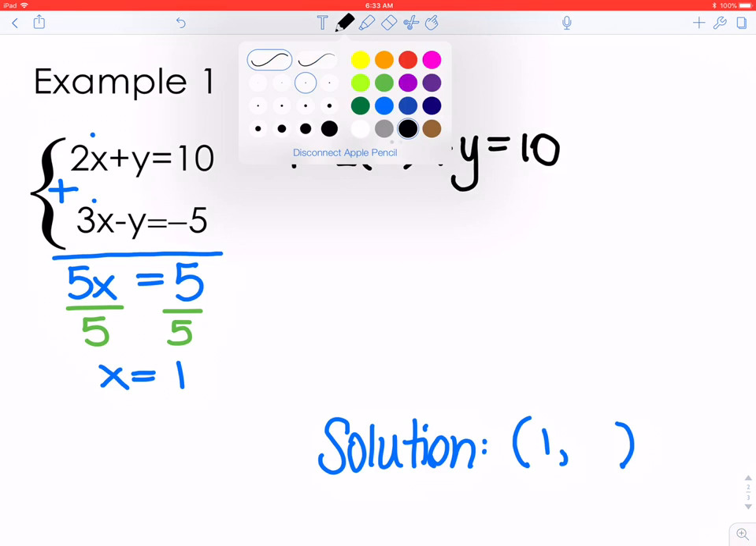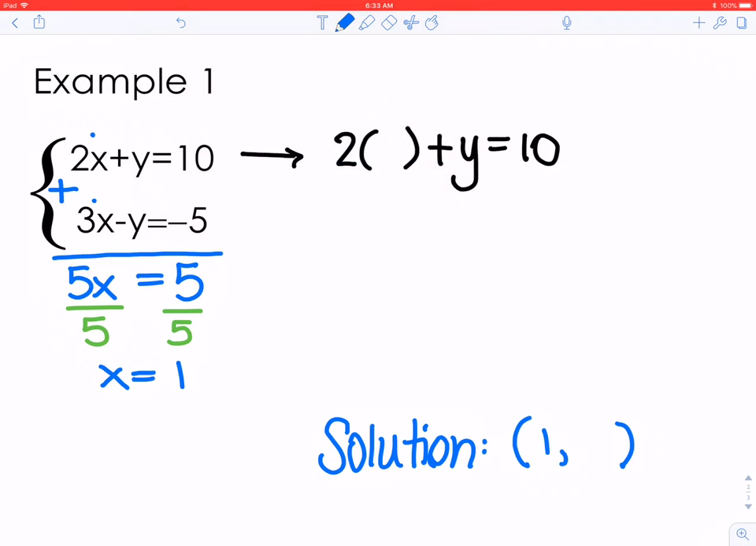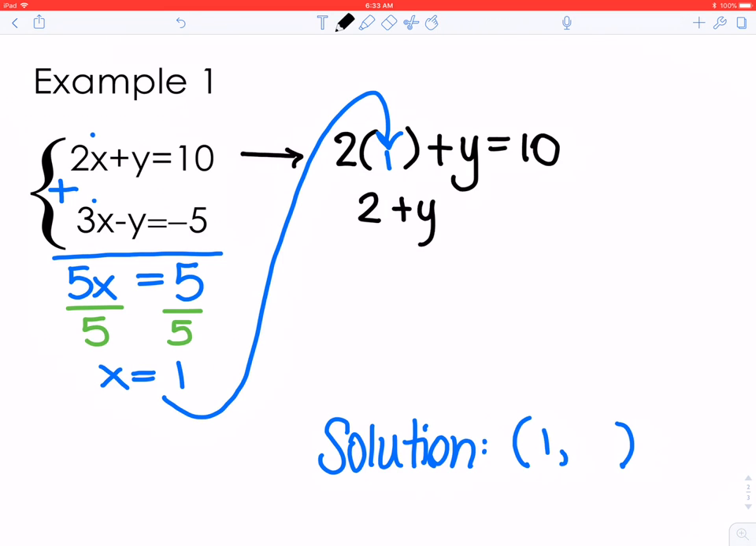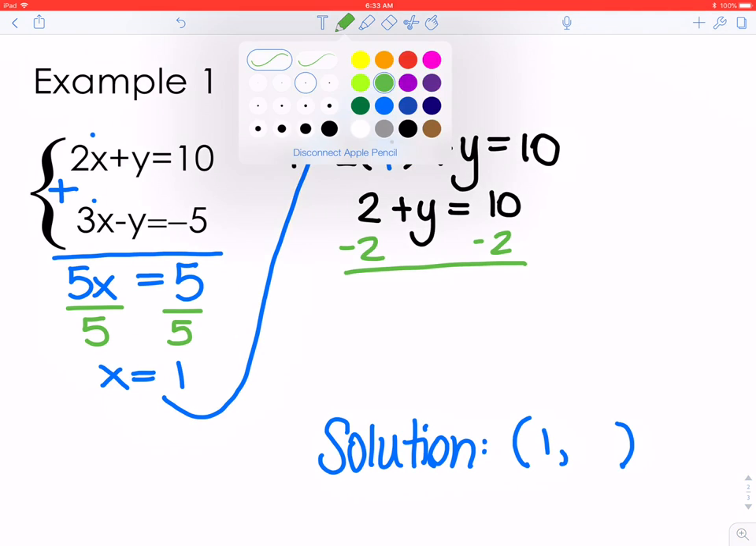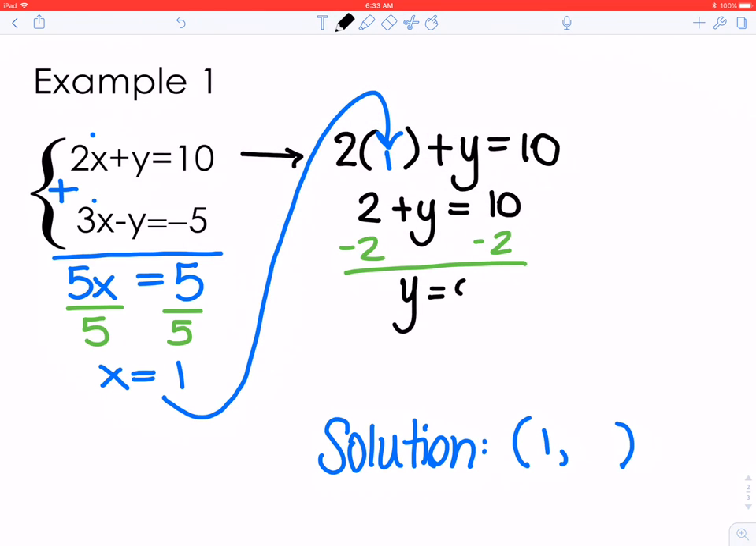But now, instead of x, notice I left those big open parentheses because I actually know the value of x. I just solved and found that x is actually 1. So I'm going to make that substitution so I can solve. 2 times 1 is 2 plus y equals 10. And so now we need to subtract 2, which tells us that y has to equal 8. The point of intersection is 1, 8.